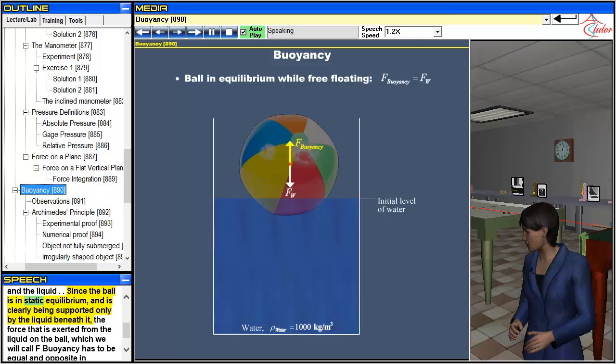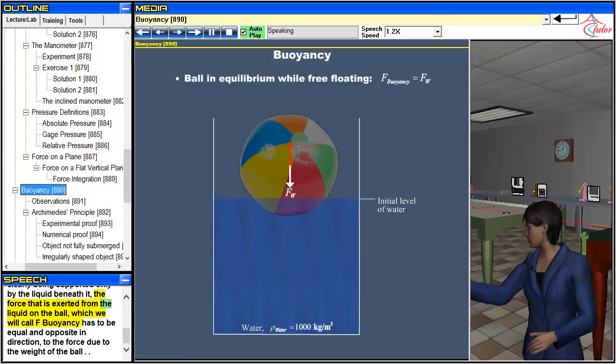Since the ball is in static equilibrium, and is clearly being supported only by the liquid beneath it, the force that is exerted from the liquid on the ball, which we will call F buoyancy, has to be equal and opposite in direction to the force due to the weight of the ball.